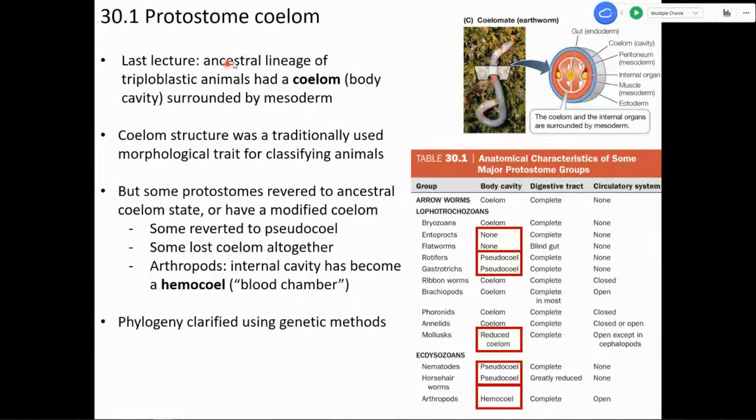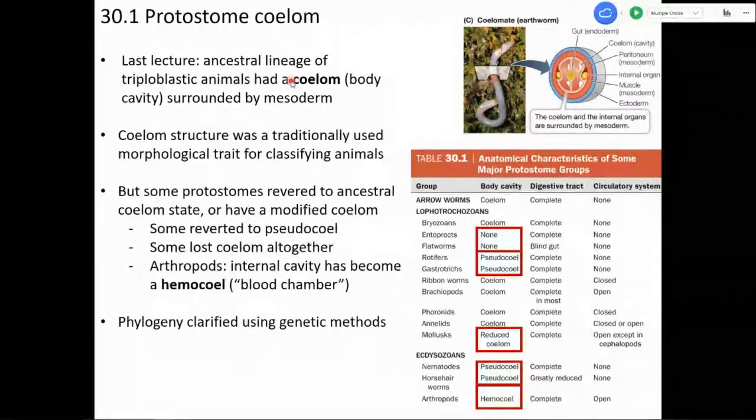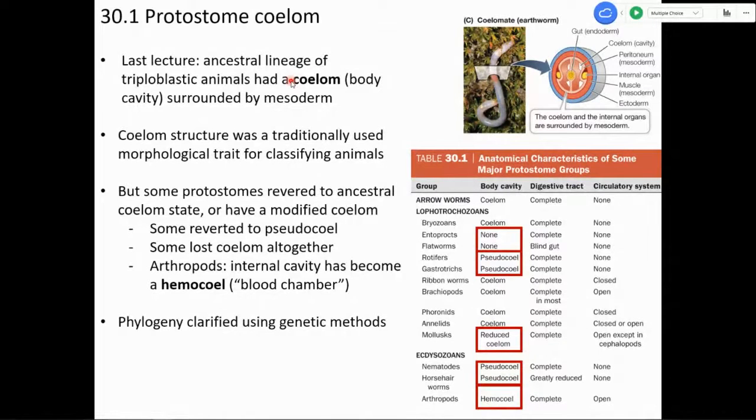So last lecture, we talked about how the ancestral lineage of triploblastic animals have a true coelom, a body cavity that, if you remember, is surrounded all the way around by mesodermal tissue, okay? That was distinct from some animals that have a pseudocoel, where only the outer layer is covered by mesoderm, and some animals that had no coelom at all, acoelomates. The ancestral lineage of triploblastic animals, such as protostomes, are believed to have had a coelom.